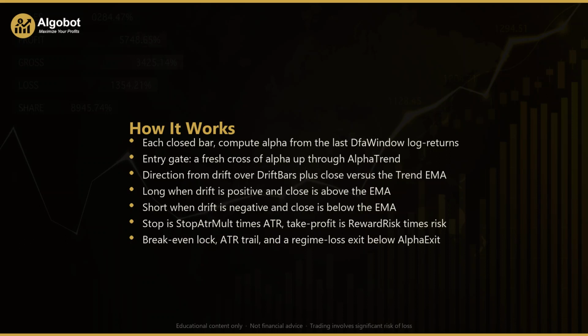Position management runs on every tick. Once the trade moves break-even R risk multiples in profit, the stop is pulled up to the entry price, locking in break-even, and from there an ATR trail follows the price, but only ever tightens.